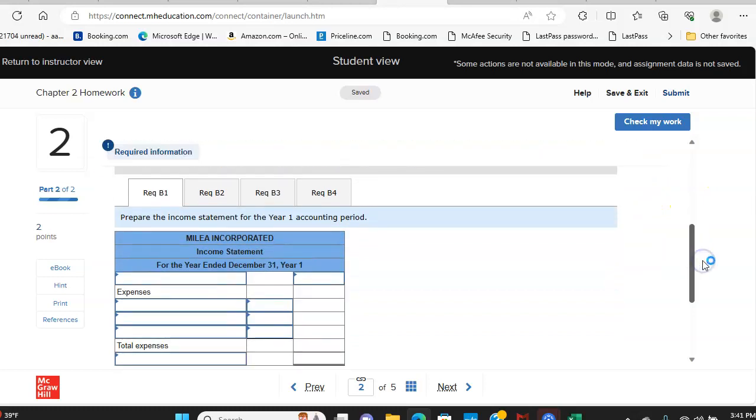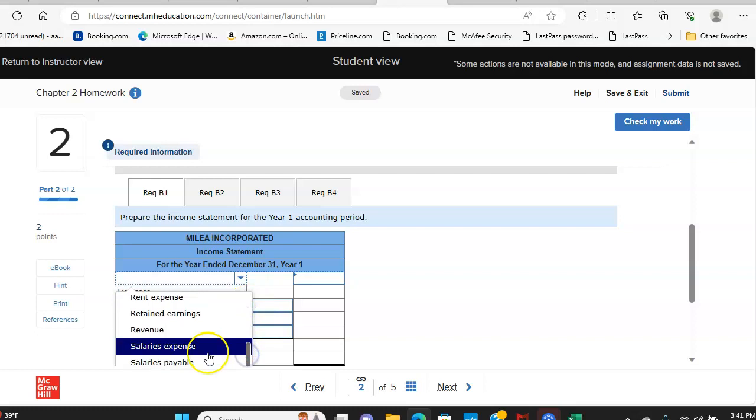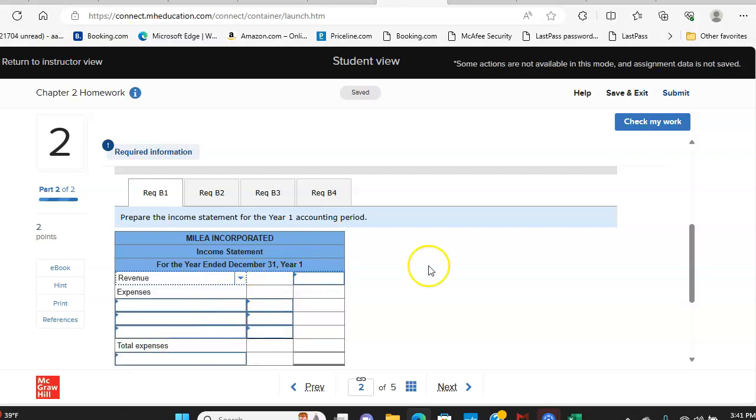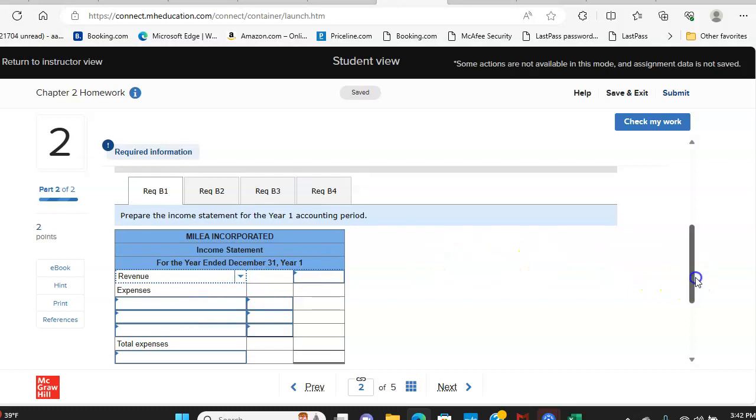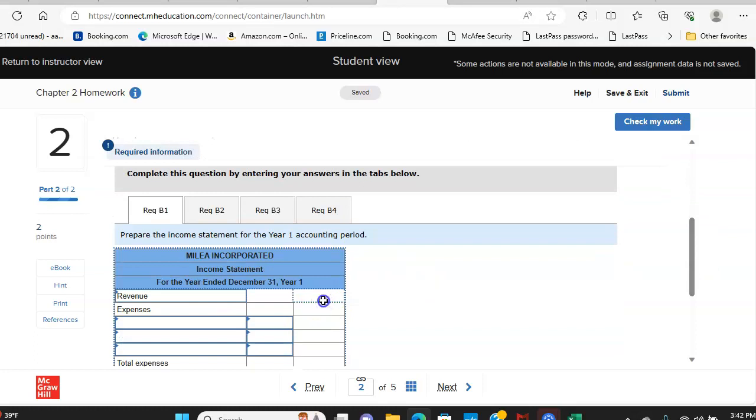So on our income statement, we have our heading. That's the who, what, and when: the name of the company, the type of statement, and the time period being covered. Our first category on the income statement is going to be our revenue accounts. So I'm going to click on revenue, and the amount of revenue earned from this first transaction is $45,000. Let's see, can I type it in? Looks like it's here. $45,000 for the revenue.